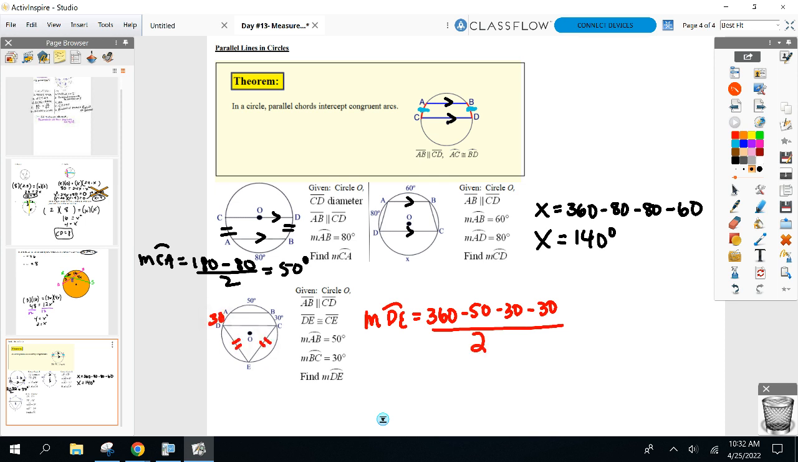Chords are congruent, so are the arcs. Remember, congruent chords imply congruent arcs.